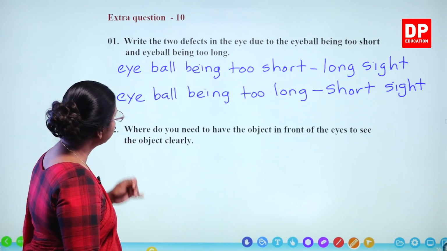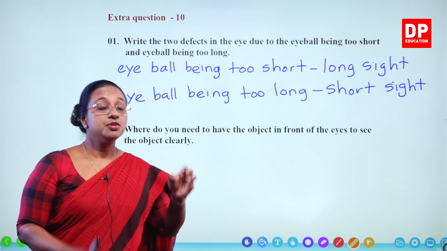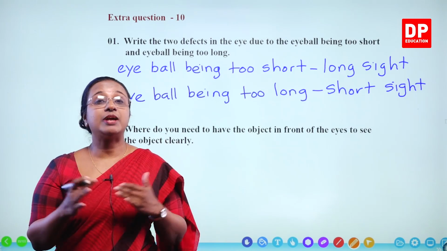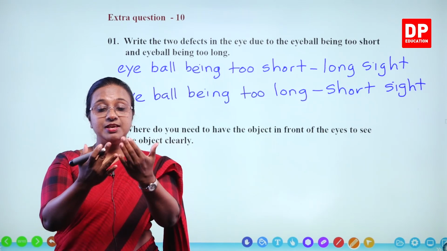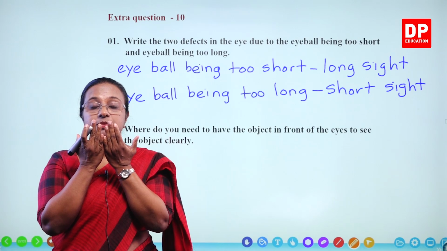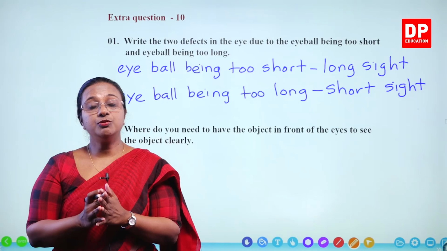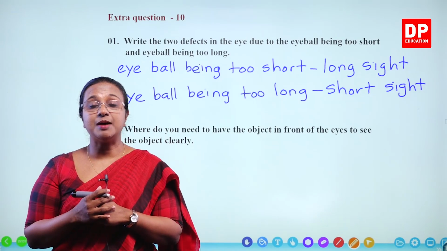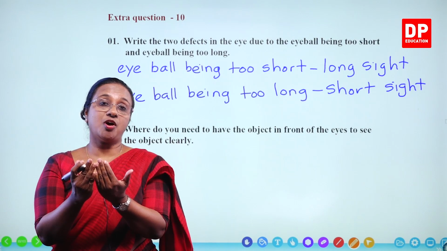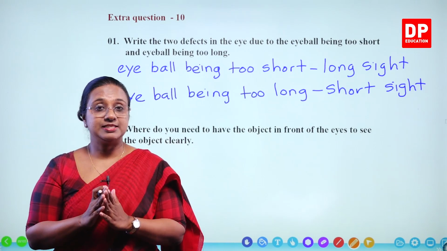Then the second one, where do you need to have the object in front of the eyes to see the object clearly? So you all know, students, at a certain range in front of the eye only you can see the object clearly. Now let's say we have the object, a book here, we read it, we can see the letters clearly. But what if we bring the book very close? Then you don't get a clear image. If you take it too far, it's okay, the letters will become small, but still you can see the book. So starting from a certain point in front of your eye to a very long distance, you can see the objects clearly. Why is that?